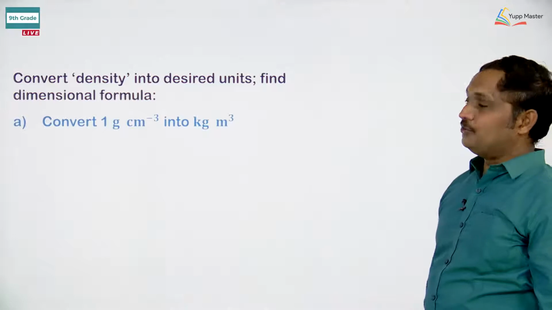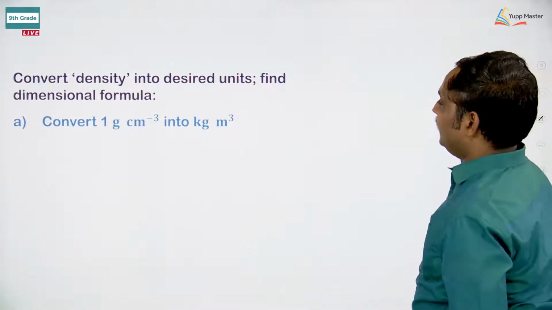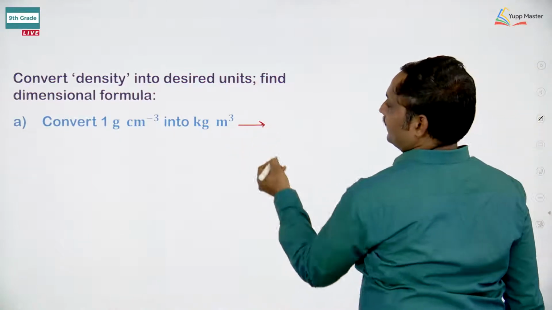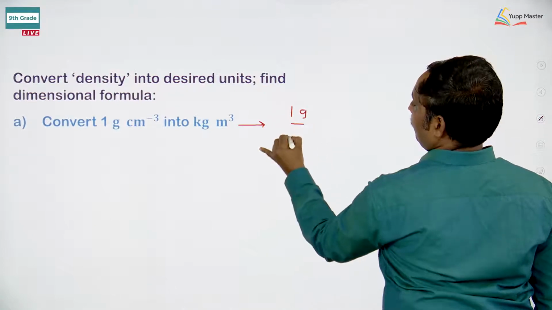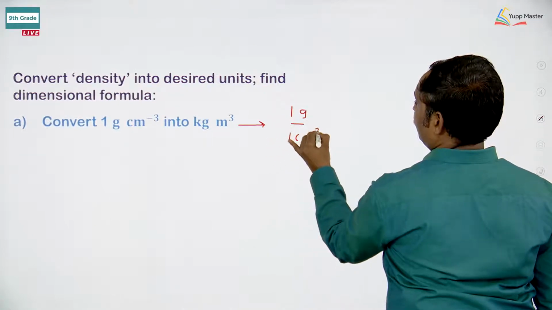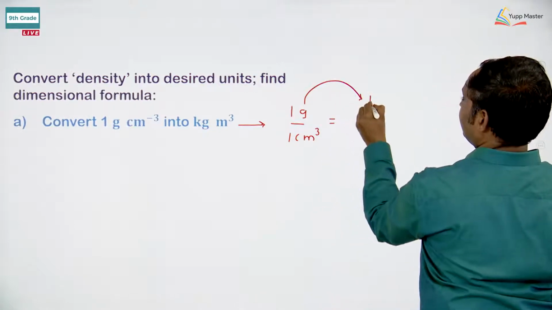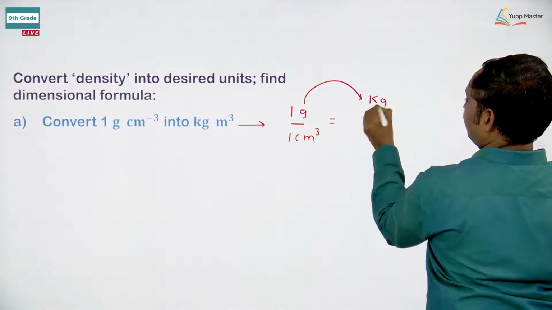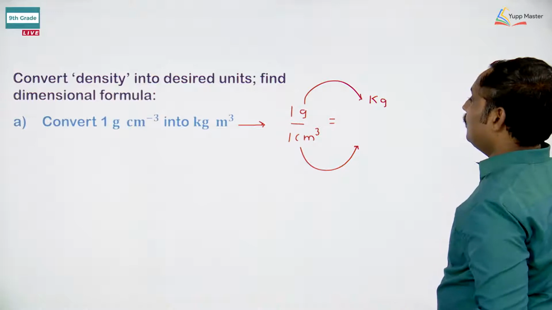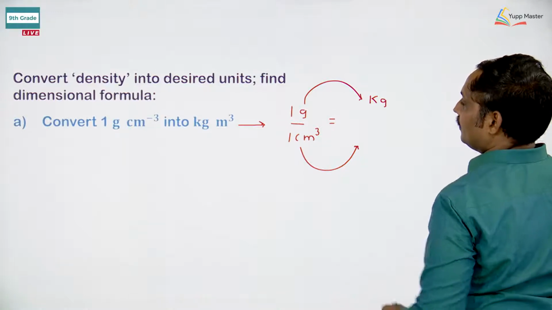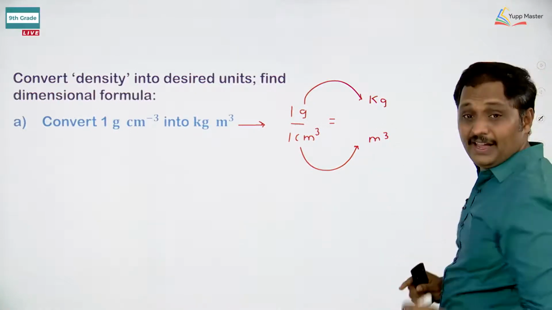Convert the density into desired units and find the dimensional formula. In this conversion, you can take 1 gram by 1 centimeter cube. It is going to be converted into kg. How is it going to be converted into kg, and the centimeter cube into meter cube? You have to take that. Please have a look.